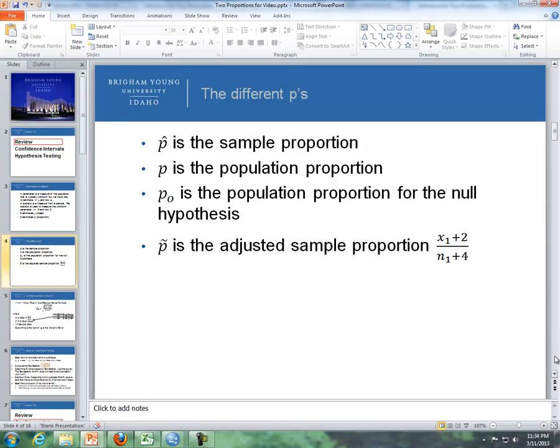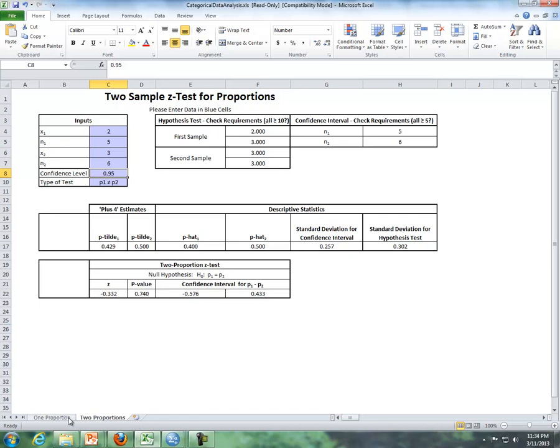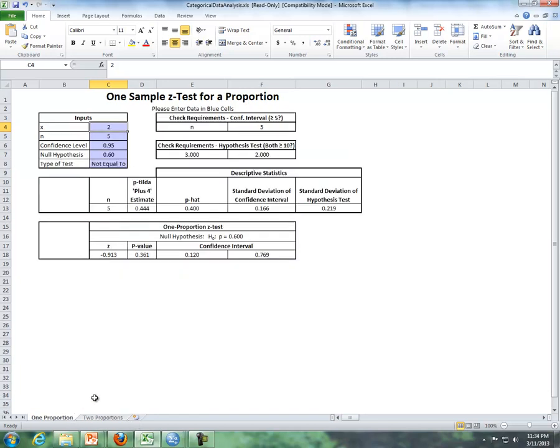Speaking of that p tilde, we have a confidence interval where we dealt with the plus 4 confidence interval, where p tilde is equal to x plus 2 divided by n plus 4. Z is a critical value from the z distribution, n is our sample size, and everything to the right of the plus or minus sign is the margin of error. You can do the calculations by hand if you want to, or you can use this Excel tool, which is a really nice tool for getting our confidence interval.